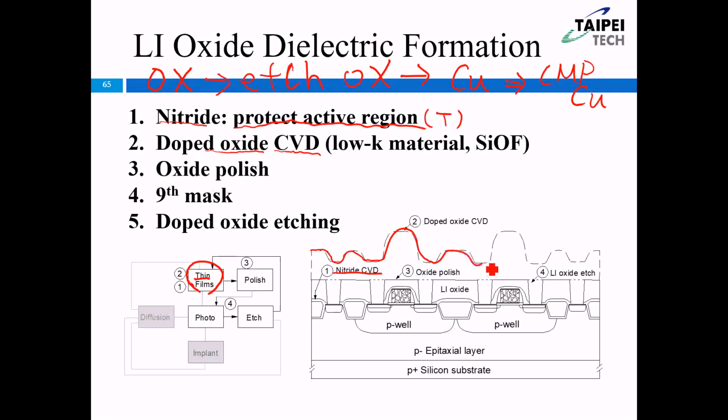High, low, right? Because we have the gate region here and the gas region here, the profile is higher for these two regions.